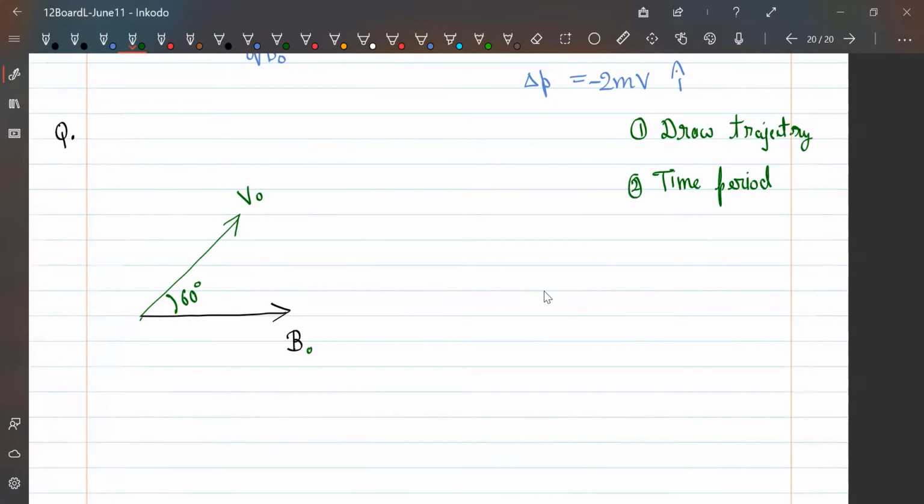So the velocity is at an angle with the magnetic field. So take the component of the velocity along the magnetic field and perpendicular to the magnetic field. Once you've solved, just put a message in chat. And of course, the trajectory will be a helix. So after finding the time period for one revolution, you can also find the pitch of the helix.